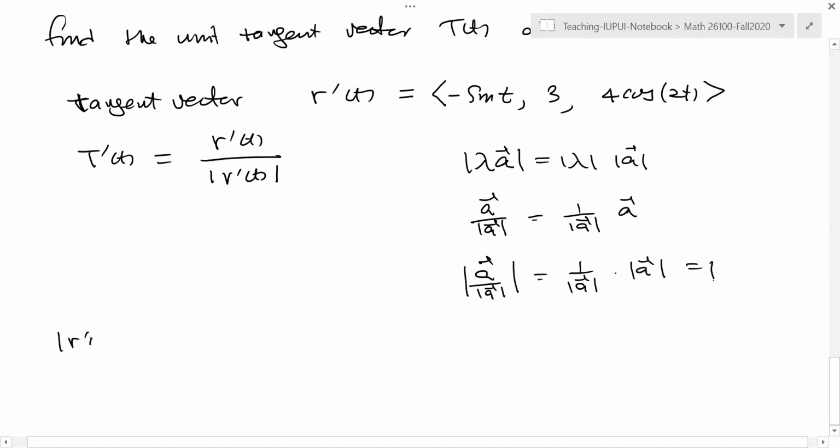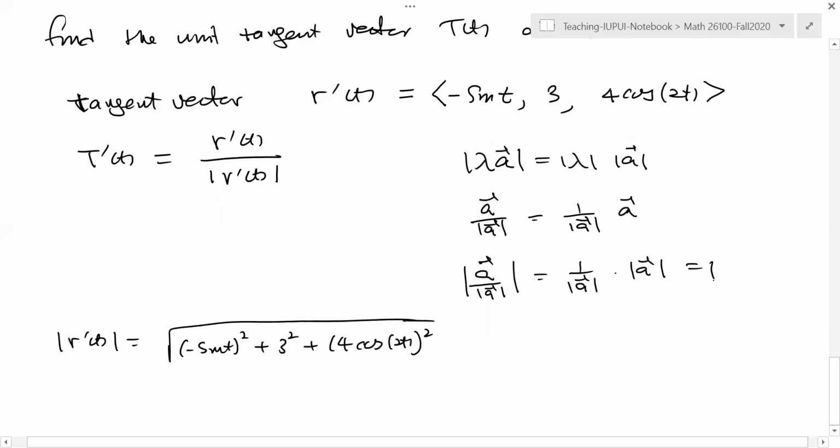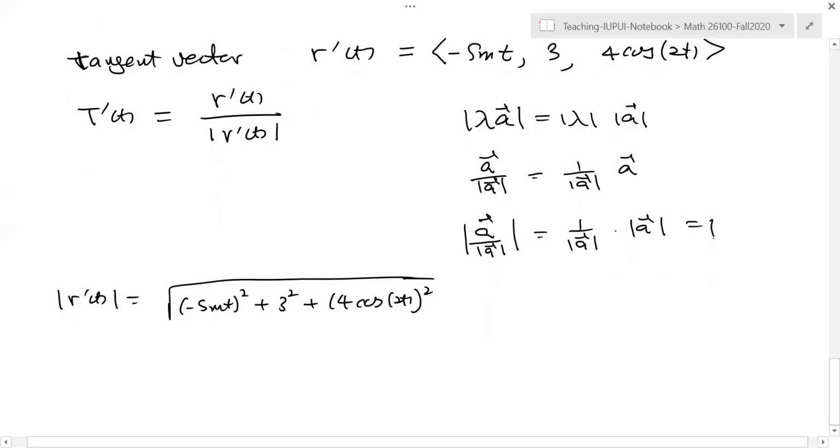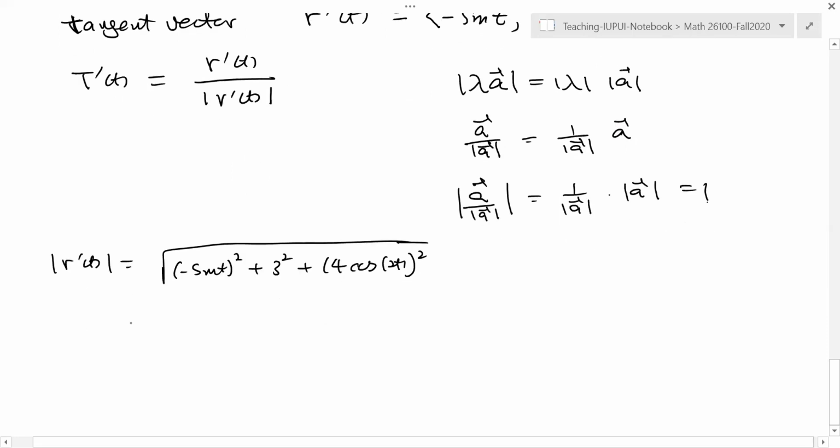The length is going to be the square root of the squares of each component added together. So negative sine t squared, 3 squared, and 4 cosine 2t squared. I'm not sure we can simplify it. Does not look like it. We do our best to simplify it.